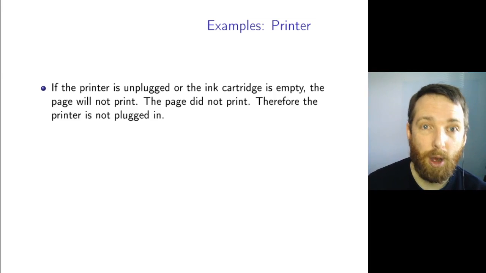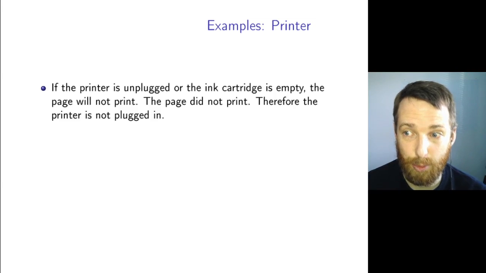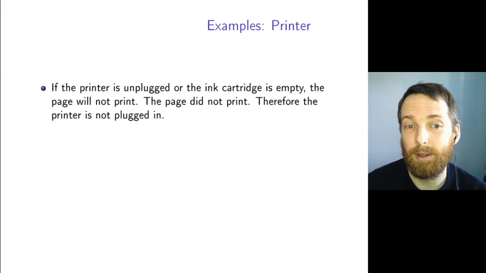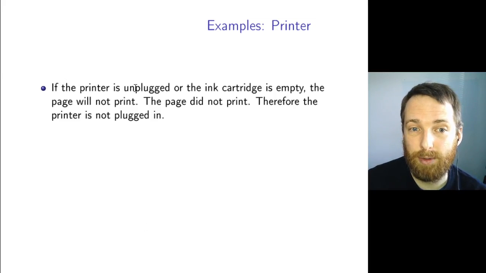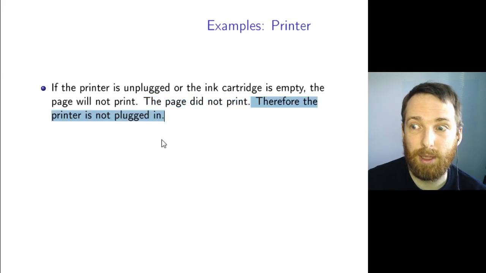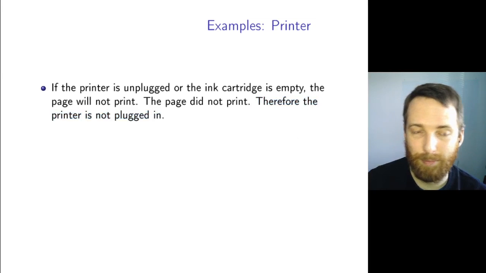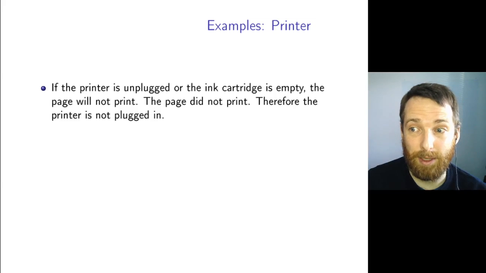So always your first question with these things is, where's the conclusion? Which of these sentences is the conclusion and which ones are the premises? In this case, you have three sentences. If the printer is unplugged or the ink cartridge is empty, the page will not print. That's one sentence. The page did not print. Sentence two. Therefore, the printer is not plugged in. It looks to me like that one's the conclusion because it's got a therefore. Okay, so now we have to symbolize.